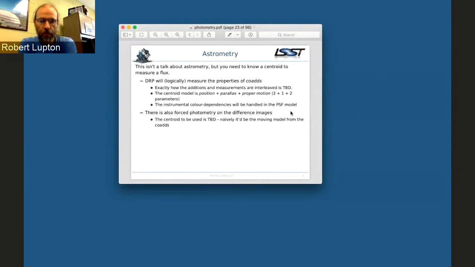Okay. There's forced photometry on the difference images. I don't think we've ever spelt out, I should check, but I don't think we did, what centroid we would use. Naively, we would do this using the moving model from the coadds.